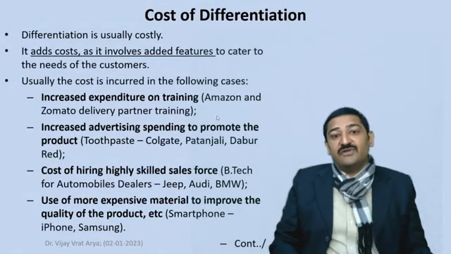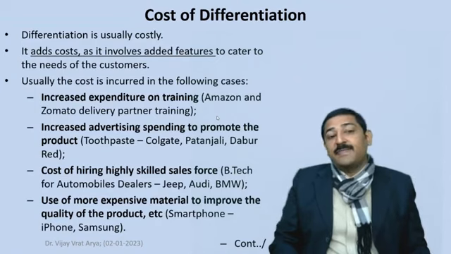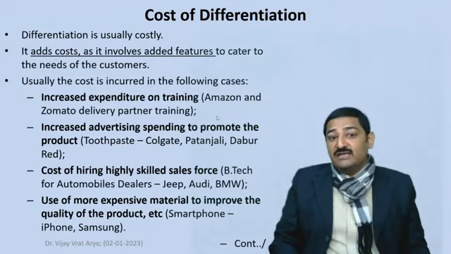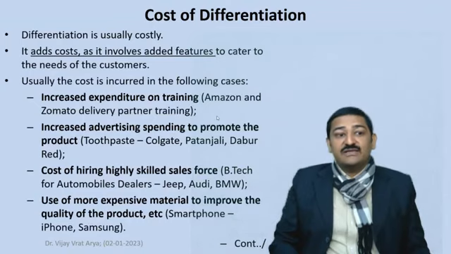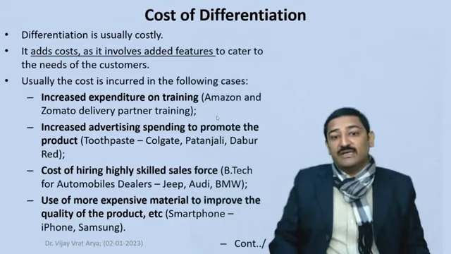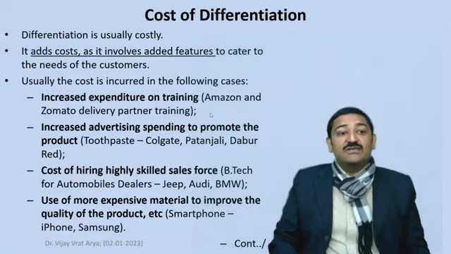If we refer to the cost of differentiation applicable to the firm, it's a costly affair. It adds cost and it involves added features to the respective product or service, which cater to the needs of the customers. Usually, the cost is incurred in the following cases. Number one, increased expenditure on training. Very commonly we see that for the human resources hired by Amazon or Zomato delivery partners, the training is required to be emphasized to a higher level.